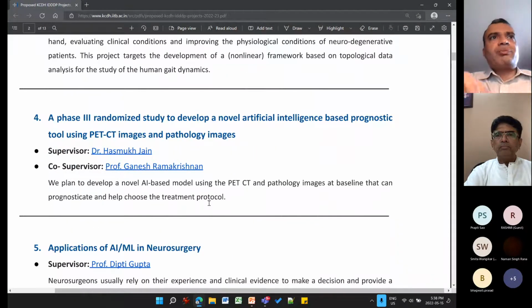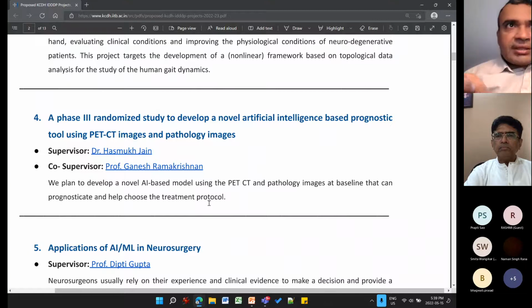This particular project, phase 3 randomized study to develop novel AI-based prognostic tool for PET CTs and pathology images. This is a collaboration between Dr. Hasmukh Jain, who's an oncologist in Tata Memorial, and Professor Ganesh Ramakrishnan from computer science. So this is quite similar to the kind of work that I was talking about earlier.